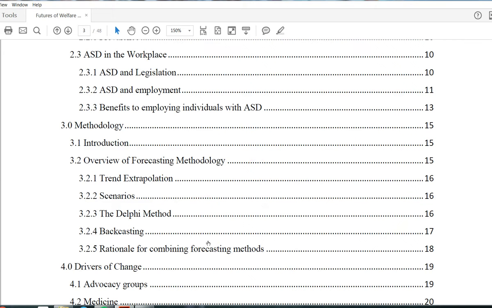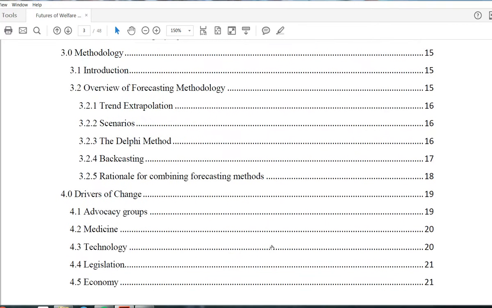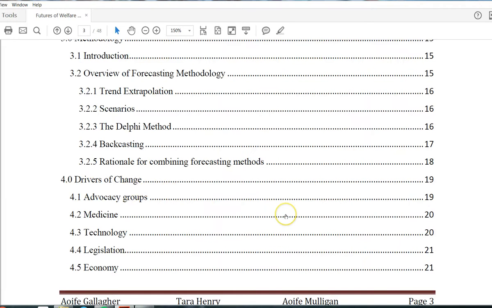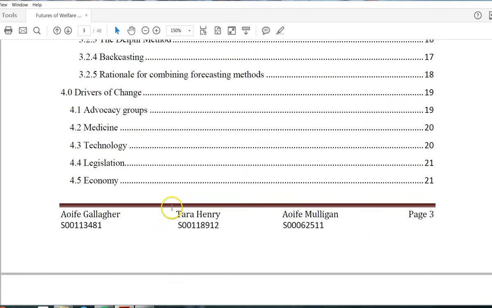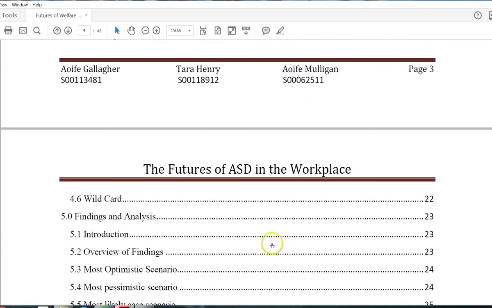Then they provide under section 3.2.5 a rationale for combining forecasting methods. So you can see they've used a lot of different methods in this, which is very enriching to their overall product. Then under section 4.4 they talk about the drivers of change. The drivers of change that they've identified through their lit review are advocacy groups, medicine, technology, legislation, and the economy, and then they include, which I think is always very useful, a wild card.